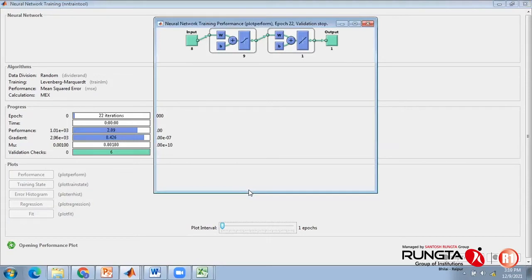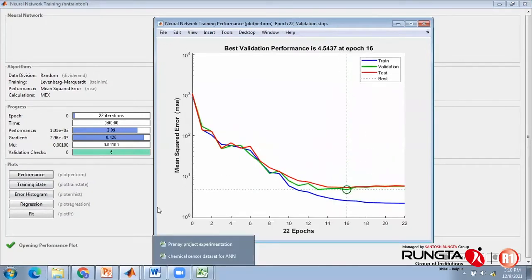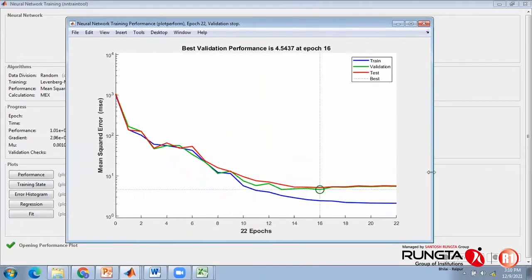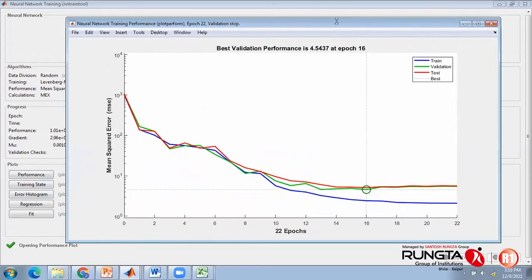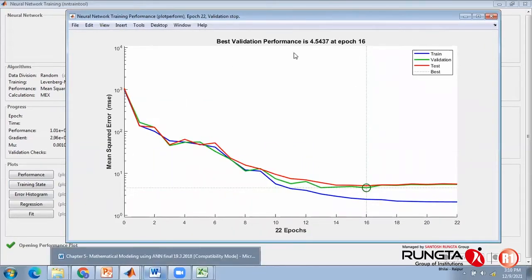Just a moment, it is getting populated. So this is the performance graph related to the neural network which we have trained. Okay. And the best validation performance, in this case, we are getting 4.5437. So this is the mean square error, MSE, related to this iteration with topology 991.